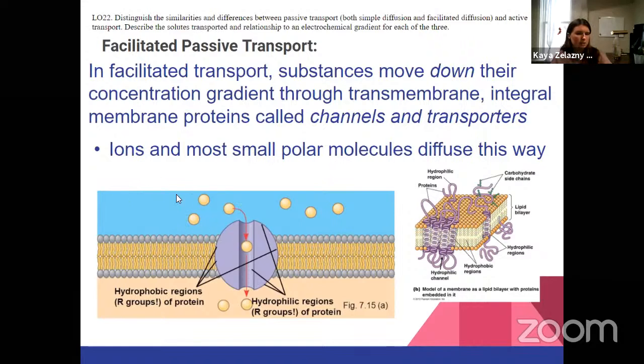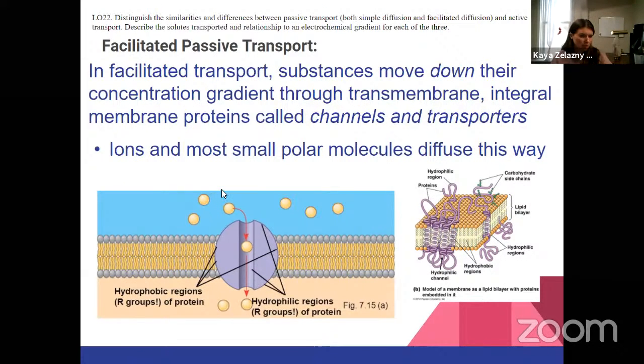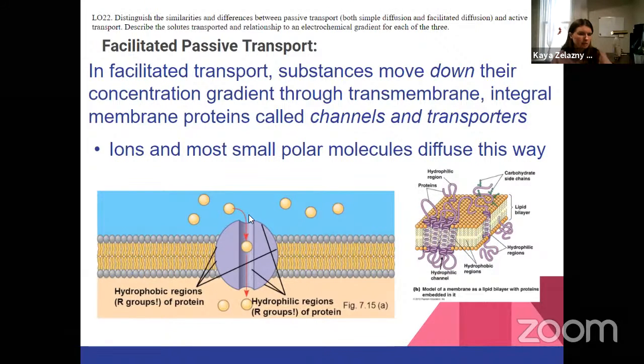It has hydrophobic regions and hydrophilic regions, right? Specifically, it has hydrophilic regions, so like polar stuff, lining this channel so that polar molecules and ions can travel through from the outside to the inside. So they can't diffuse directly across the plasma membrane. They can't do simple diffusion because they bounce away from this nonpolar region. But once we open up this channel and line it with polar R groups, it can now go through this channel. So facilitated transport is just things diffusing down their gradient, but through a protein.